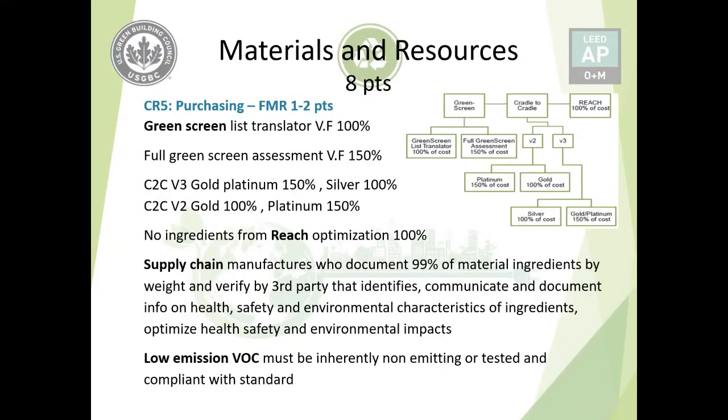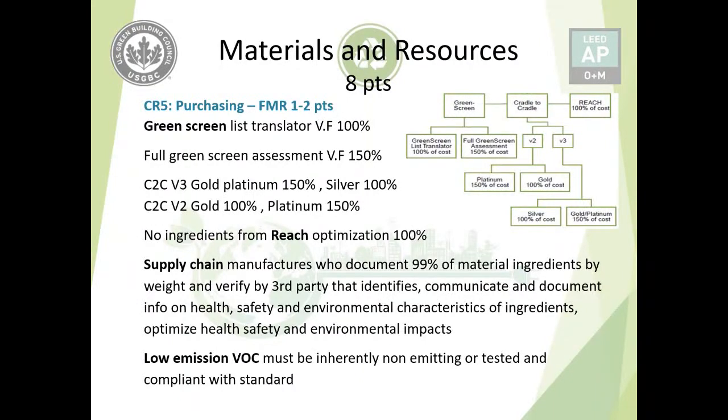The Green Screen, List Translator, and REACH Optimization or alternative compliance path REACH Optimization test the material or product against the chemical hazard and then grade them, in case of Green Screen, as gold, platinum, or silver, and they are valued accordingly. C2C is cradle to cradle, means the product extraction, the product manufacturing, the product packaging, the product consumer, and then the recycling facility if available. So C2C, they completely verify and check and then grant the product a certain certification based on which we will evaluate our cost factor.